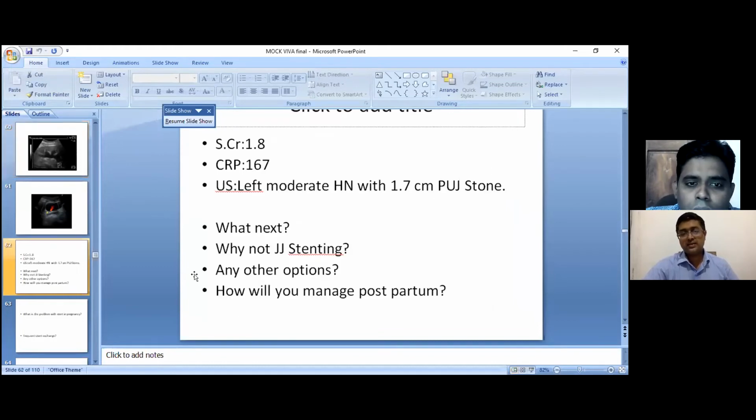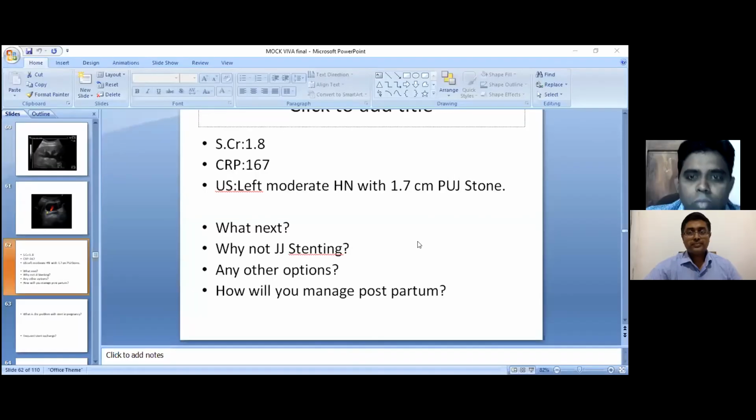So in this case, the serum creatinine was high. Can you see now? Yeah. Okay, the serum creatinine was 1.8, and the CRP is 167. Ultrasound says left side moderate hydronephrosis with a 1.7 centimeter PUJ stone. Yeah. So what are you going to do next?